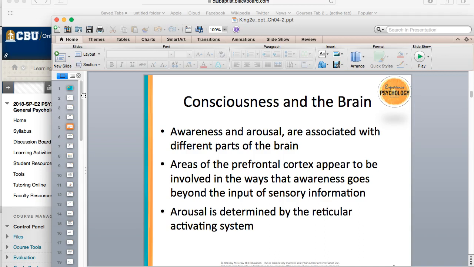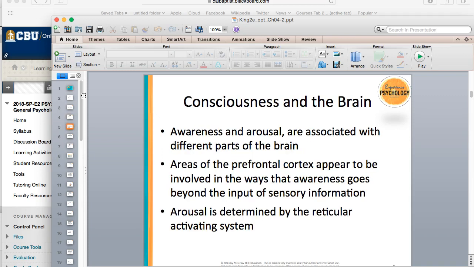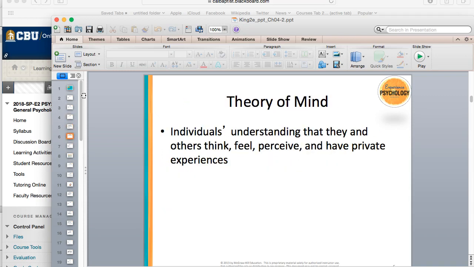So areas of the prefrontal cortex appear to be involved in the ways that awareness goes beyond the input of sensory information. Arousal is determined by the reticular activating system. And that's similar to arousal. Oh, I'm sorry. It's the same exact thing on the slide before. But anyways, theory of mind.